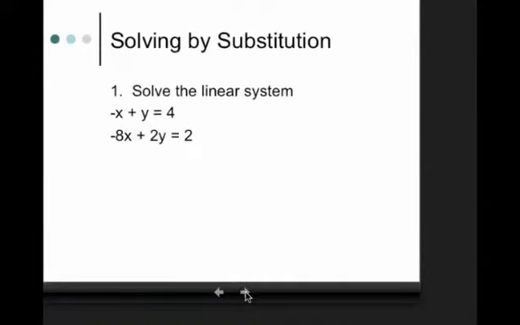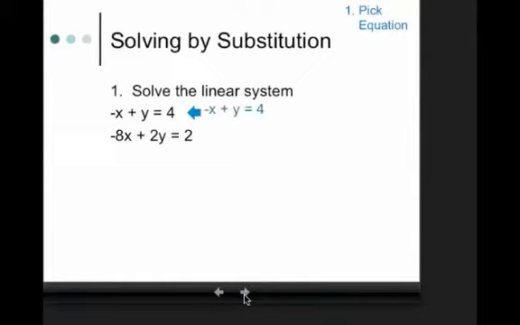So, here's our first example. Solve the linear system: negative x plus y equals 4 and negative 8x plus 2y equals 2. What you're going to notice in the top right-hand corner is that I have the steps that we just talked about written in different colors. So each step is going to be a different color. First, I'm going to pick an equation. If I look at my two equations, I'll notice that my top one, y, does not have a coefficient other than 1 in front of it. So I'm going to choose the top one.